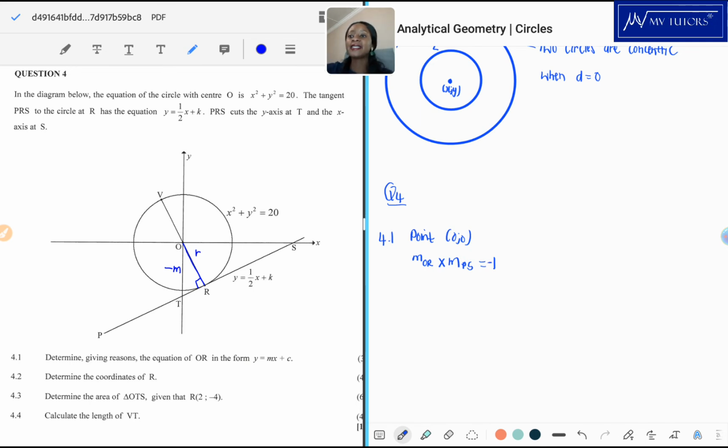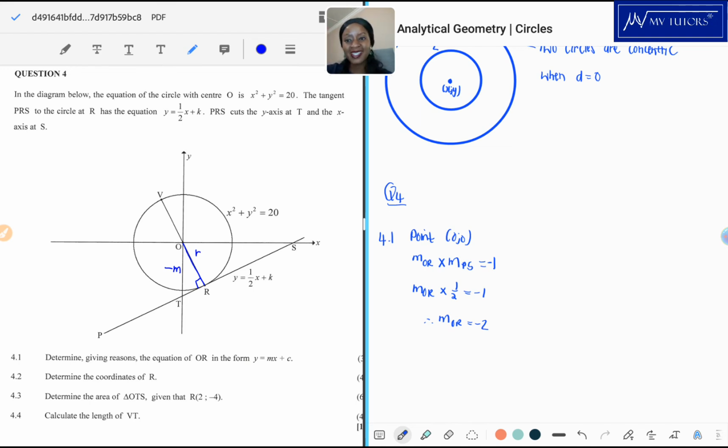Okay, and do I have the gradient of PS? Yes, I do, because they told me that the equation is y is equal to half x plus k. That half, that is the gradient that I'm looking for. So basically, the gradient of OR times a half will give me negative 1, and therefore that gradient will be negative 2. I told you it has to be negative because it's going down. Okay, it's decreasing from left to right.